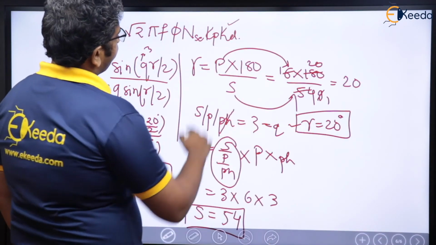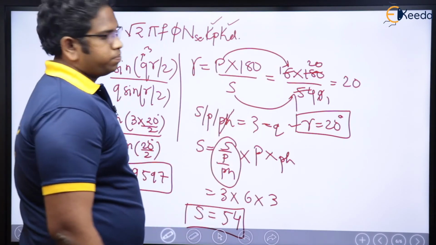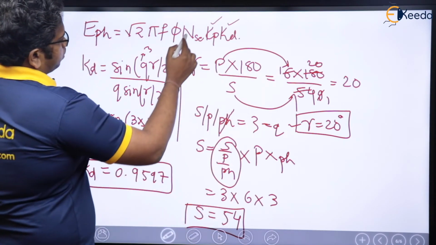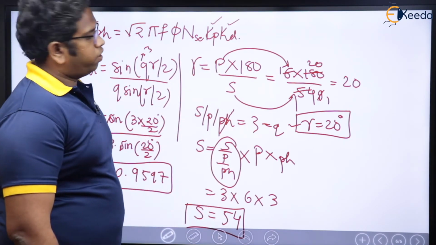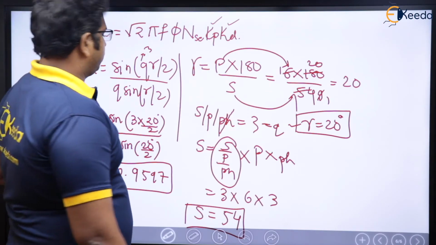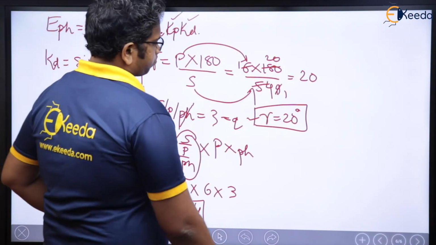So now you also have the value of Kp, which is 1. Now, let us think of Nse. What is number of series turns? So for that, see here.